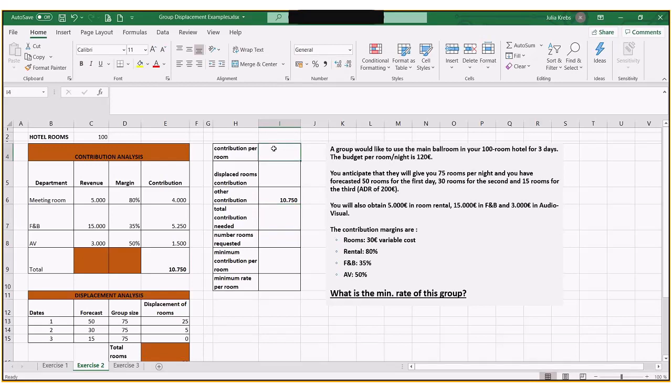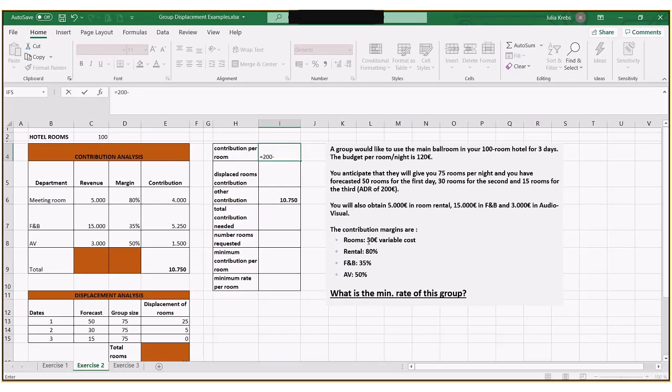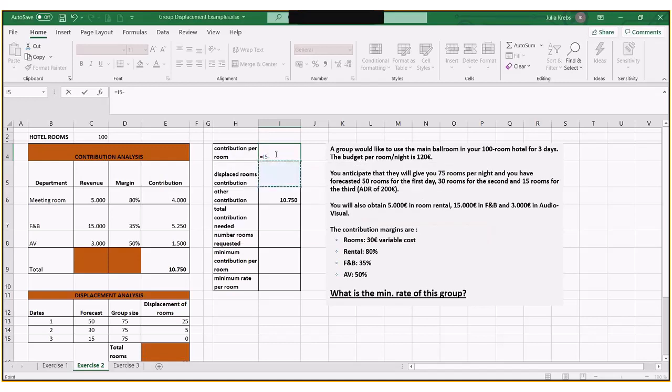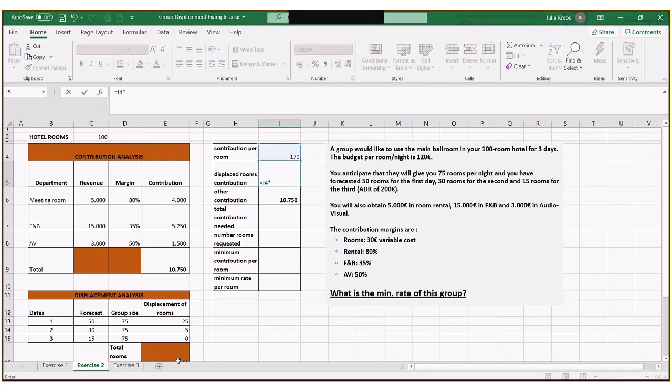Now, coming back to the contribution per room for our transients. Again, we take the ADR of 200 minus the variable cost, which this time is 30 euros. 200 minus 30 gives us a contribution per room per day of 170. Now that is very important again, so we find out what is the revenue that we're displacing. 170 times 30, 5,100.